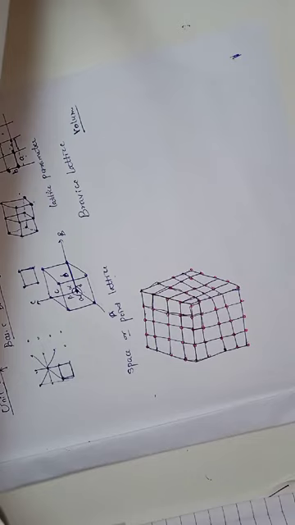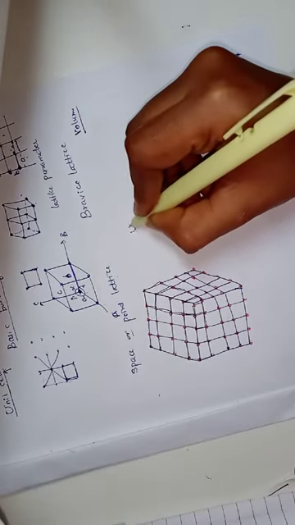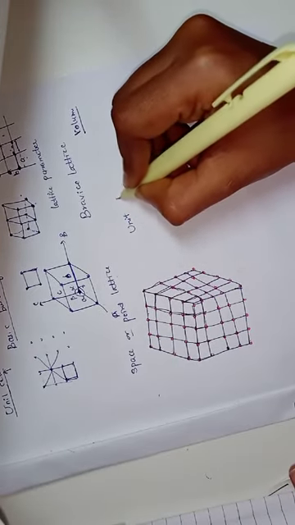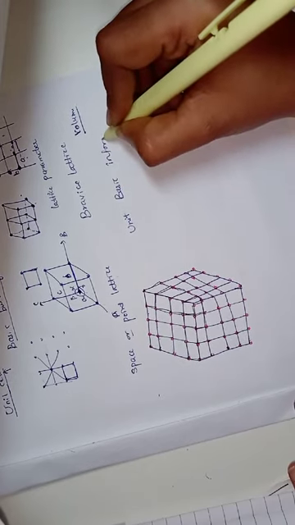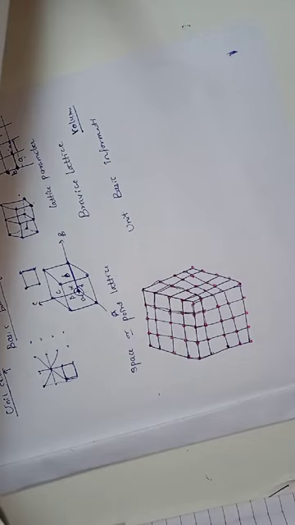The unit cell is a basic unit which gives the basic information. What does it give? It gives the basic information about the material.